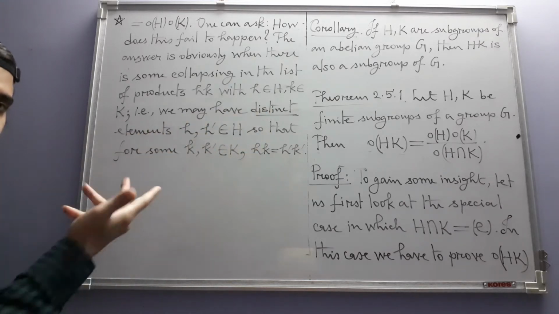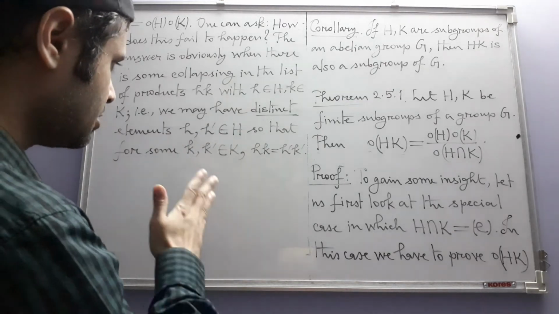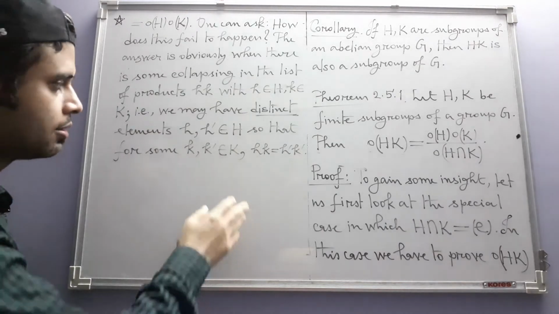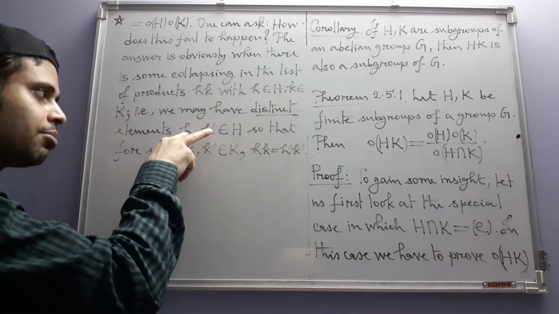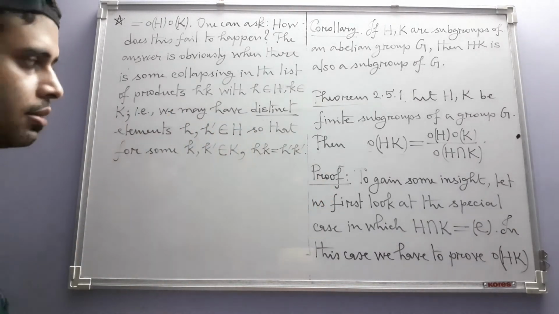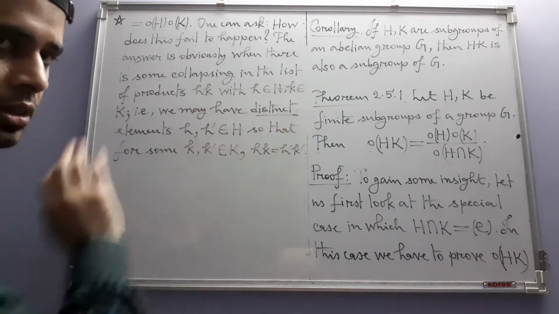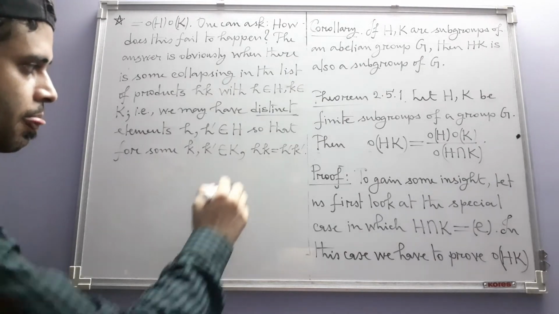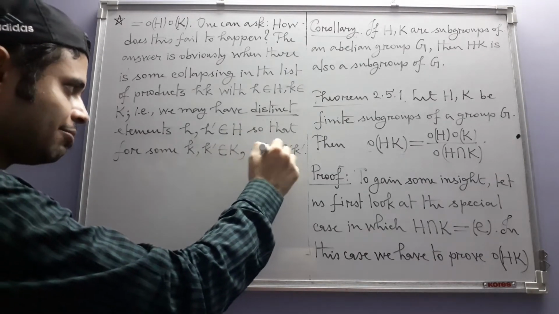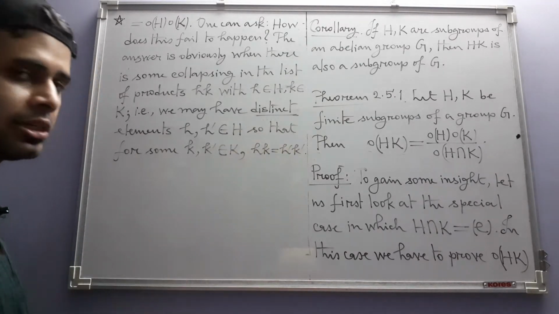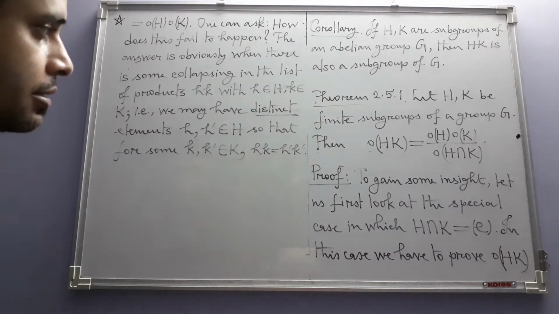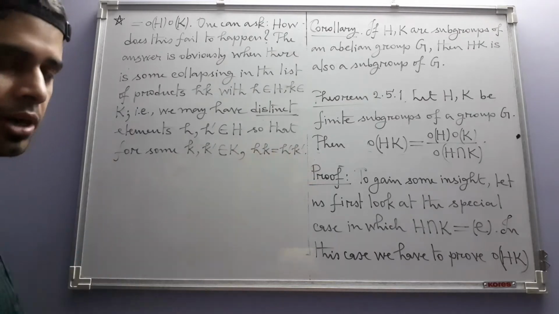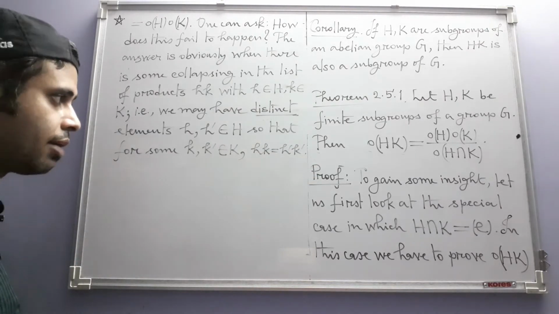Automatically k and k prime are also distinct. That means if you instead consider k and k prime to be distinct, then that would automatically imply h and h prime are distinct. So it's enough to consider only this case, and this is an example of a collapse. Having chosen different elements h and h prime, we are still getting the same elements hk and h prime k prime.